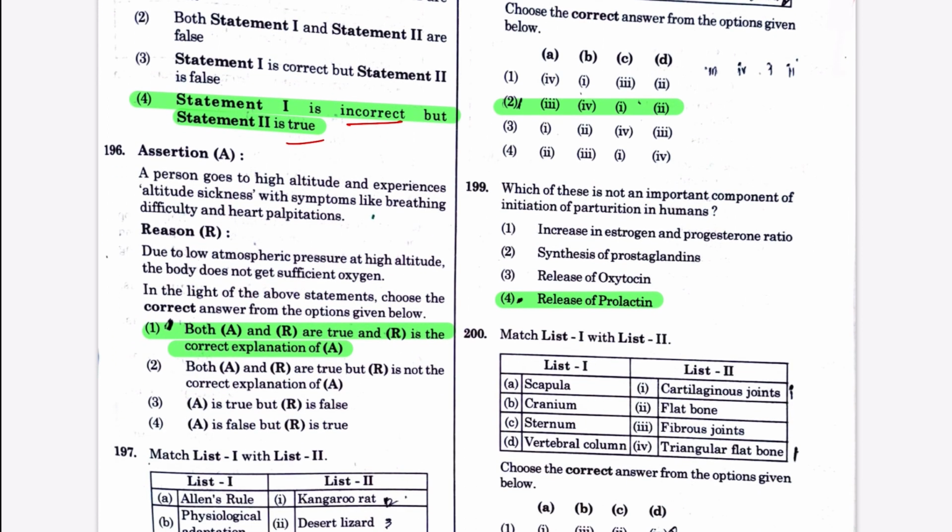Look at 196. A person, when he goes to high altitude, will experience altitude sickness, and the symptoms would be breathing difficulty and heart palpitations. This is the assertion, and the reason why this happens is because of low atmospheric pressure at high altitude. That particular person will not get sufficient oxygen. So the reason is also right, and the reason is the correct explanation for this assertion. So both A and R are right, and R is the correct explanation for A.